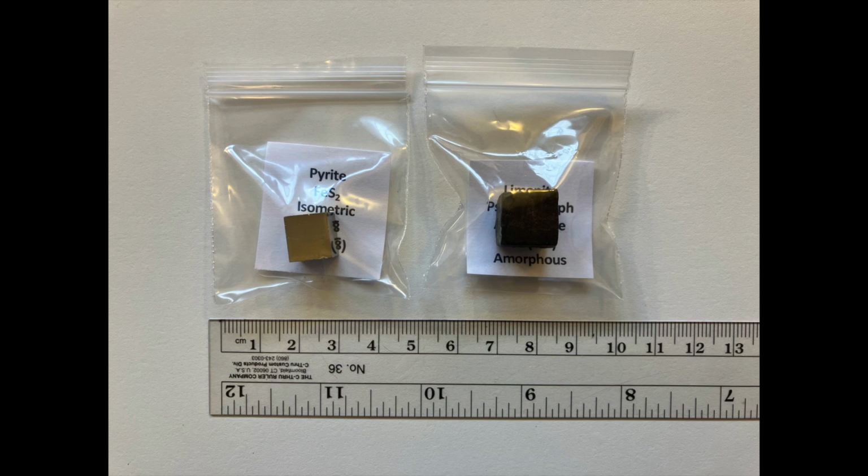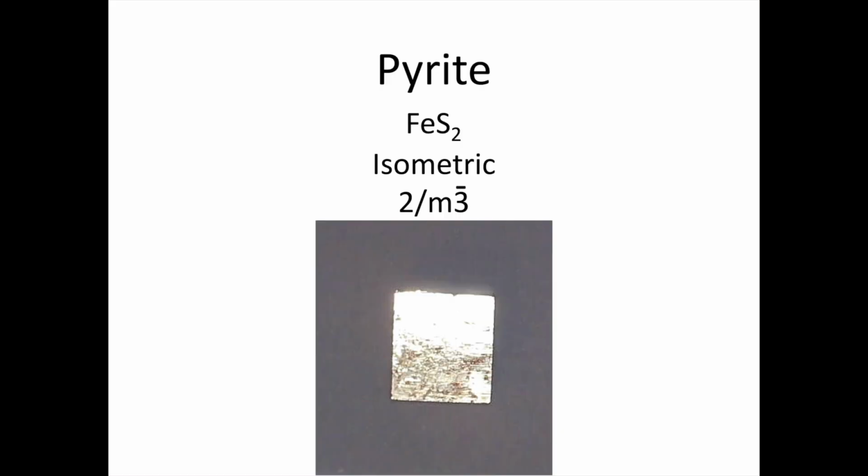First, some relevant information about pyrite. Our pyrite is iron sulfide, FeS2, and our pyrite crystallizes in the isometric crystal system with the point group of 2/m 3 bar. So let's take a closer look at our pyrite and limonite samples.